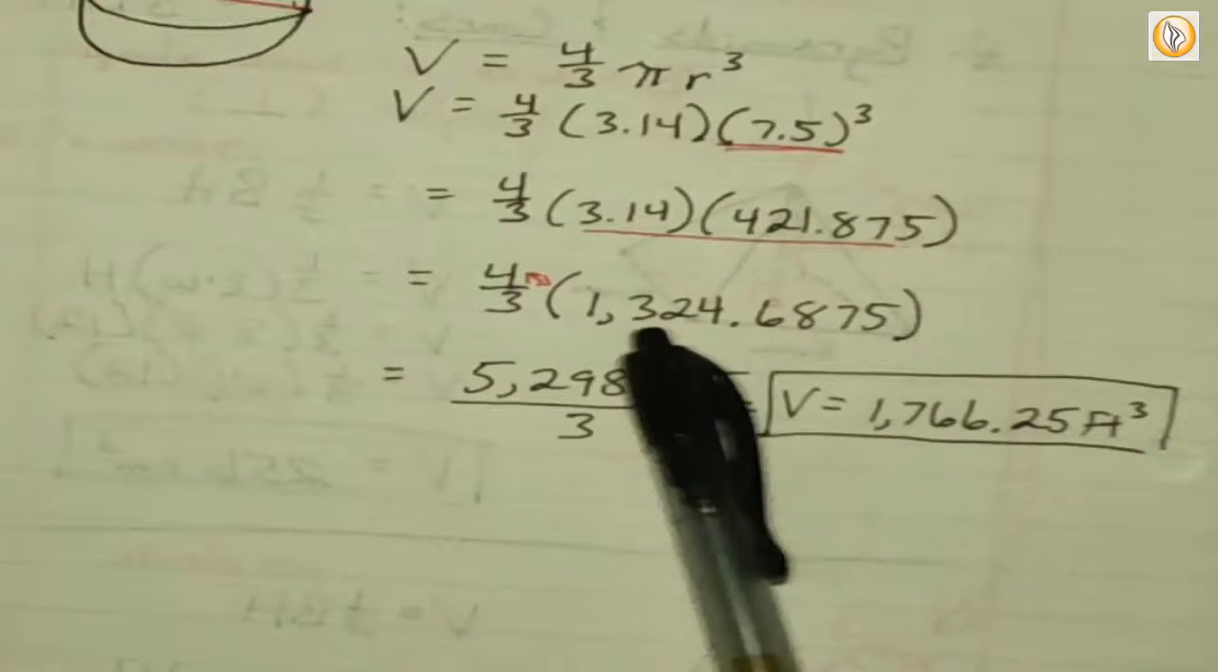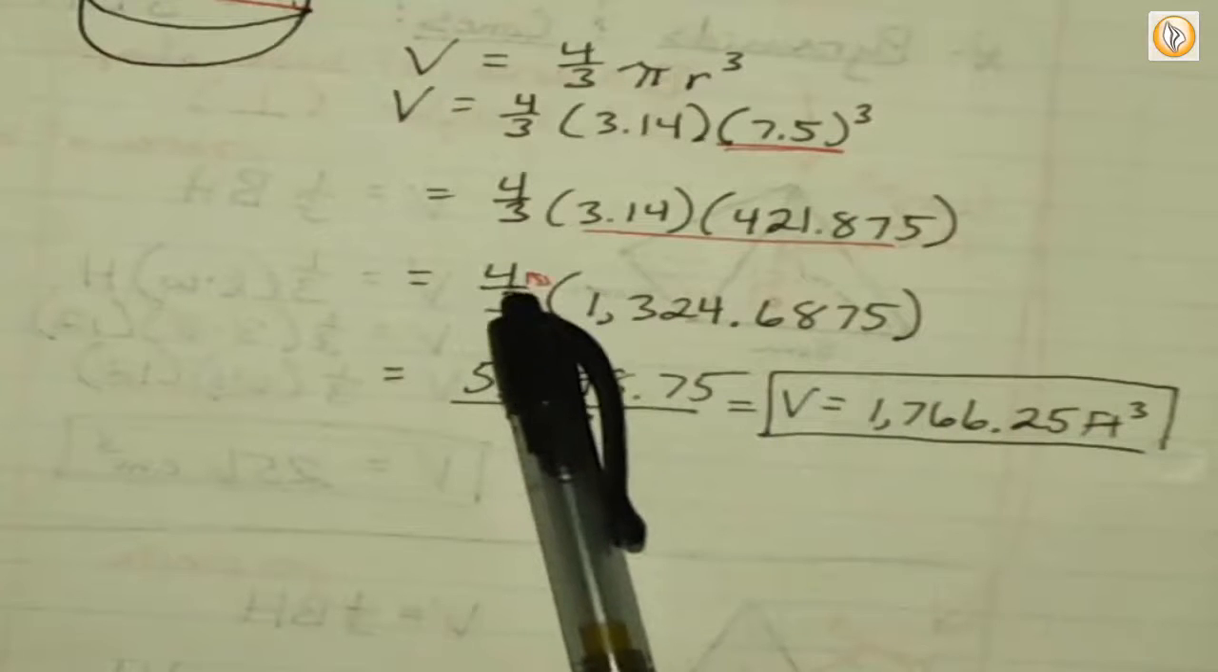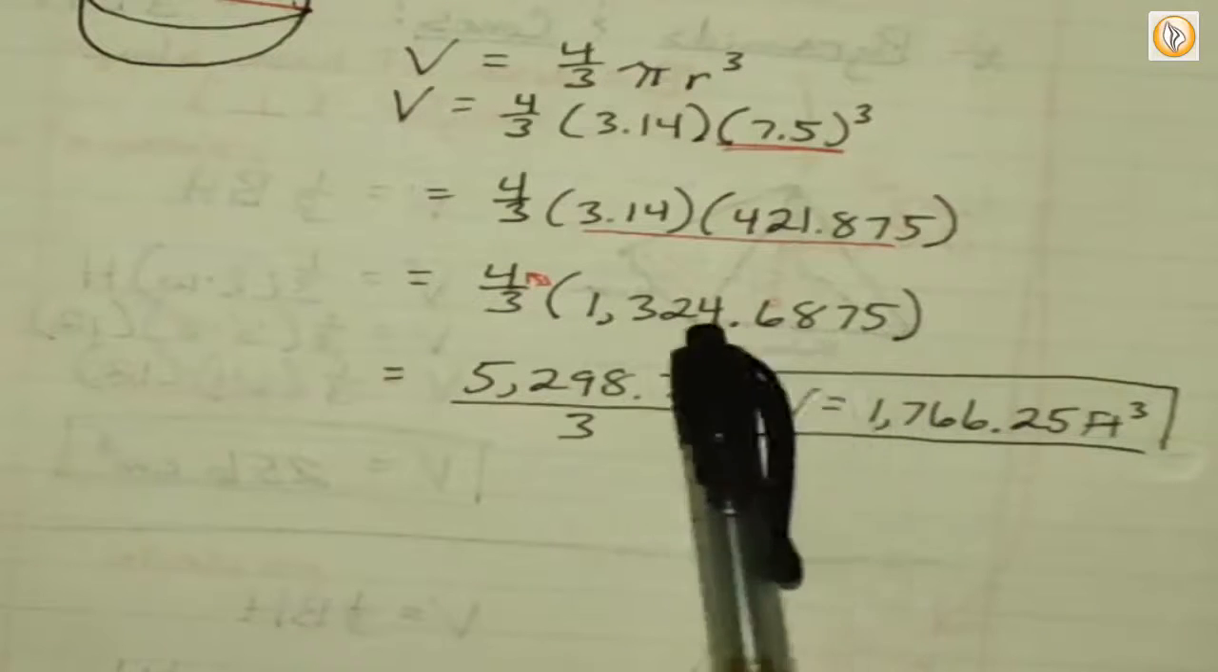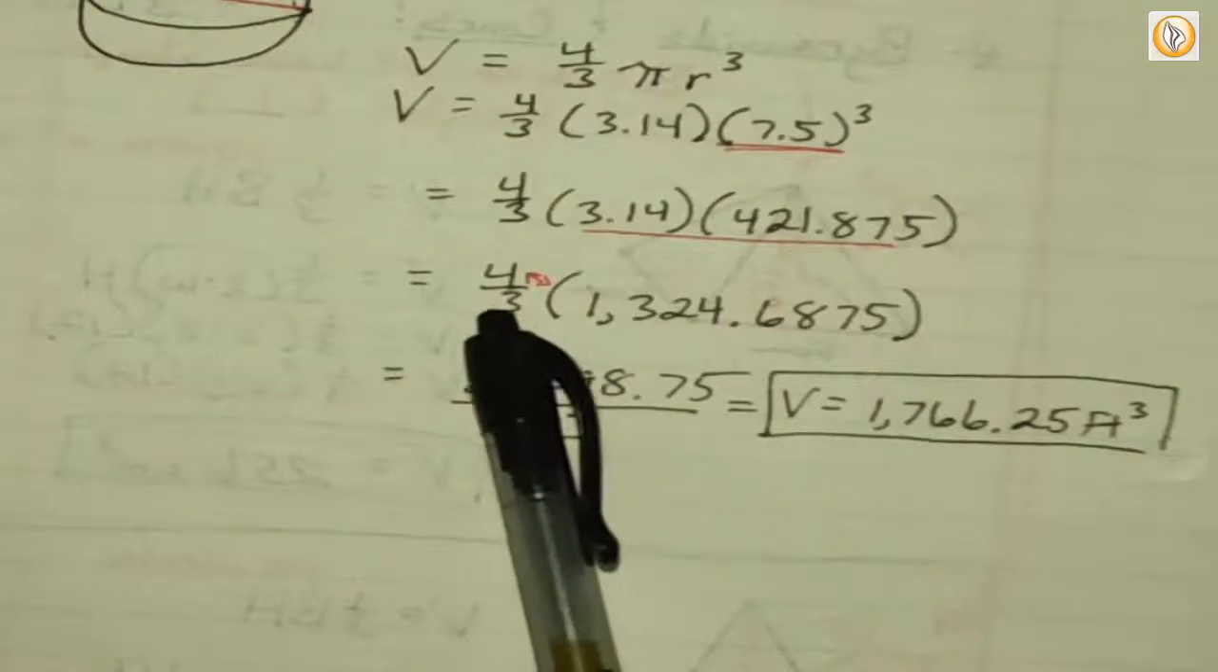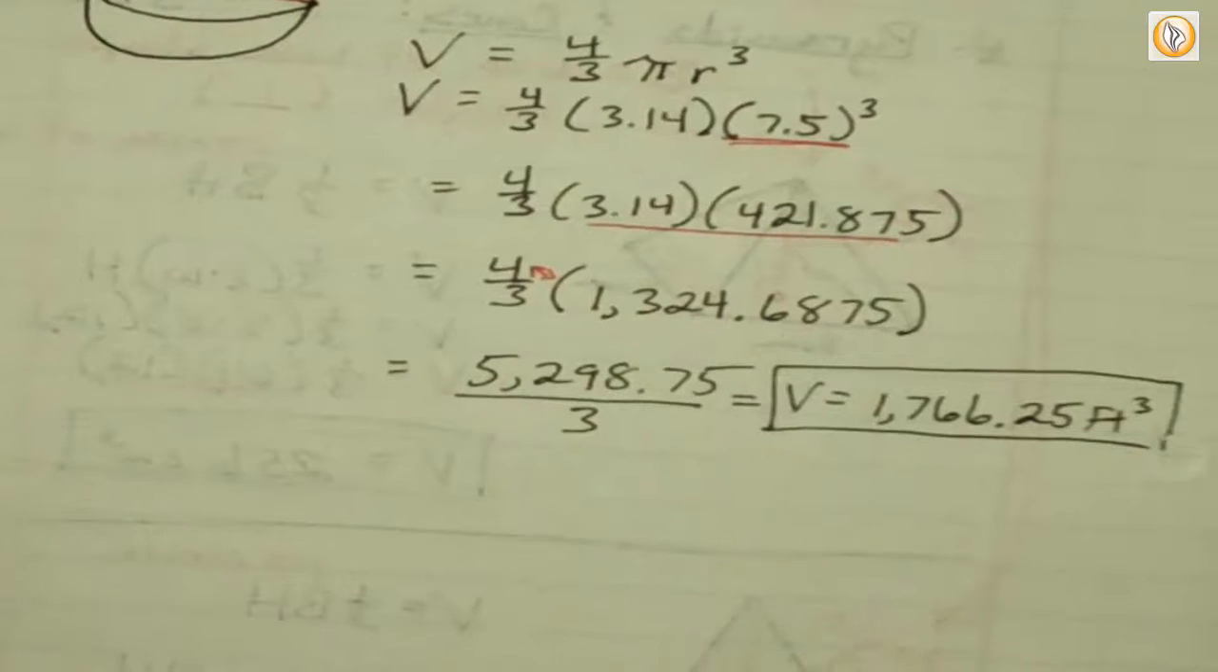Because you're multiplying this number with 4/3. So you basically will put a 1 underneath, and it's 4 times this, and then 3 times 1, you divide by 3.